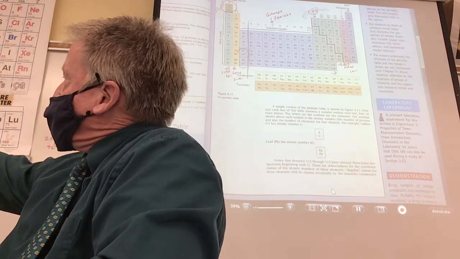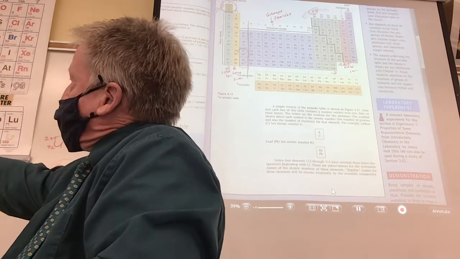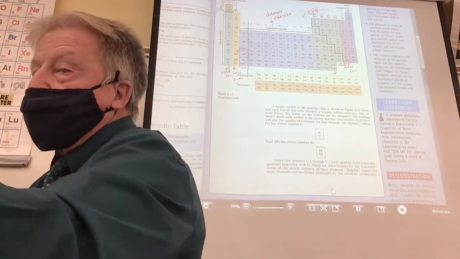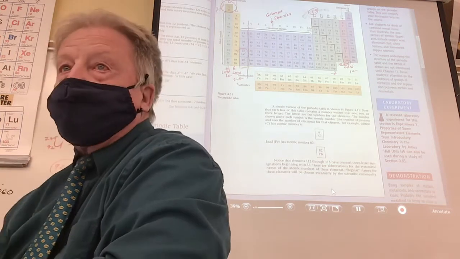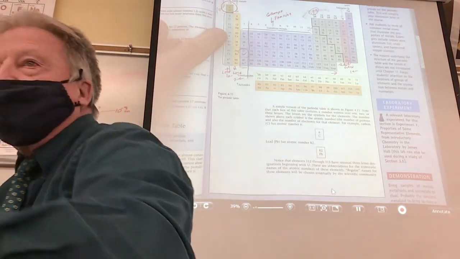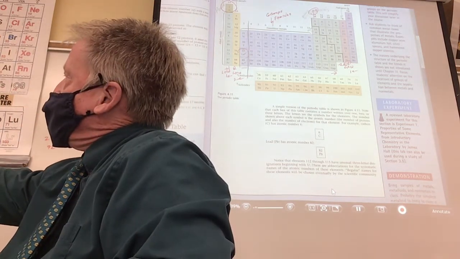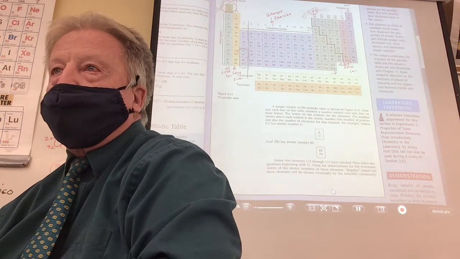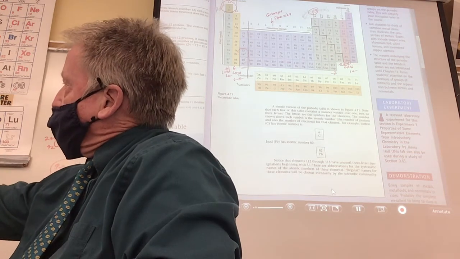What alkali metal is in period 2? Here's period 2, right? What alkali metal? What are these called? These are the alkali metals, aren't they? Look right here. Is the camera on? Okay. So what do you call this group of metals right here? Alkali metals. So what alkali metal is in period 2? Lithium.